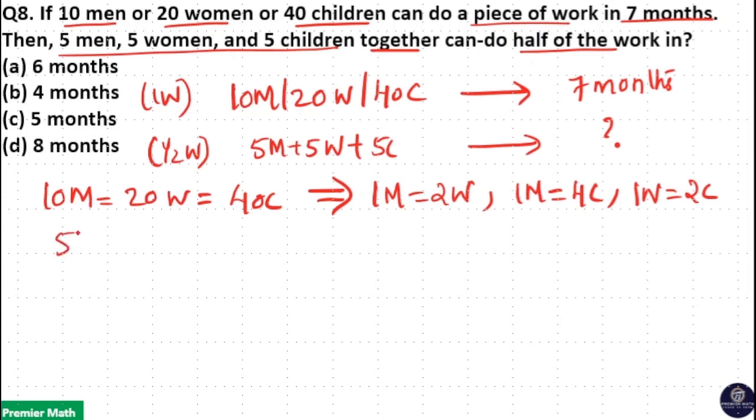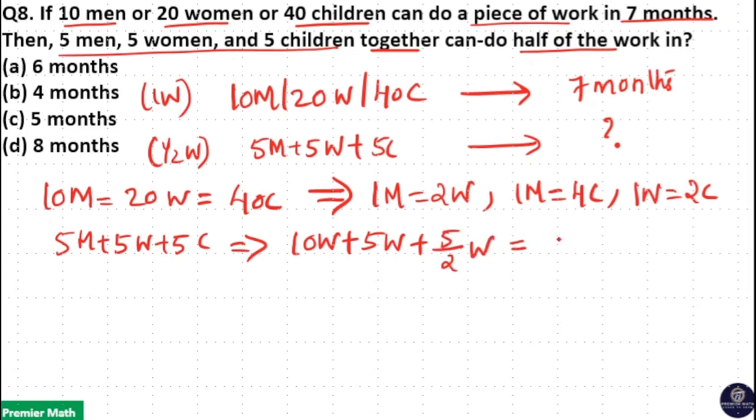Now 5 men plus 5 women plus 5 children. I will convert it in terms of women. 5 men means, if 1 man is 2 women, 5 men is 10 women, plus 5 women plus 5 children. If 2 children is 1 woman, 5 children is 5 by 2 women, which is equal to 17.5 women. I will convert it as 35 by 2 women.